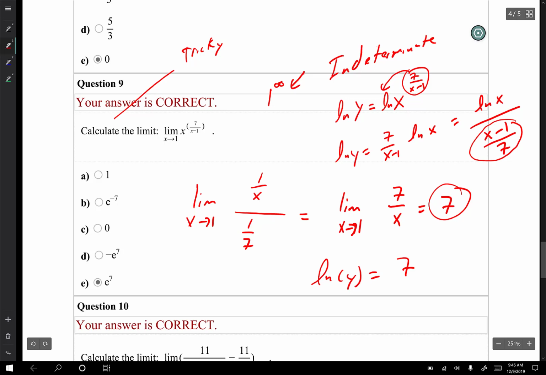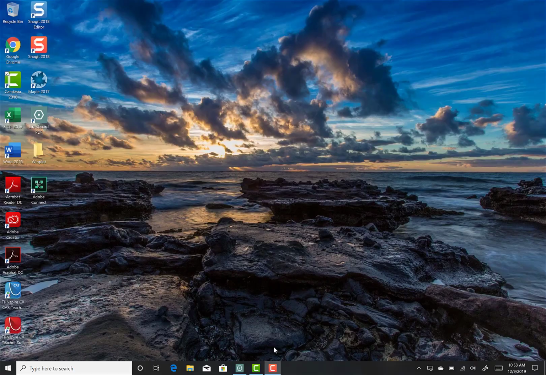What you want to do is get y by itself. So how do you do that? e. So now you get y equals e to the 7th. So there it is.